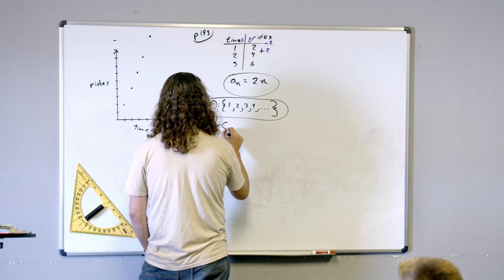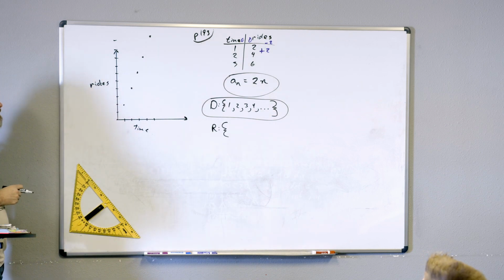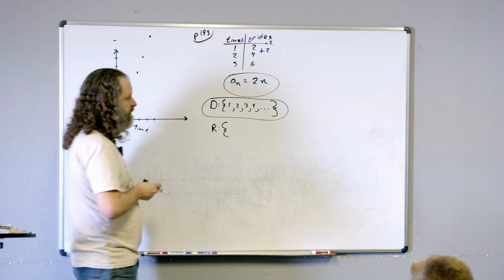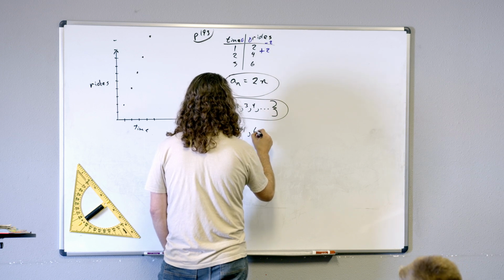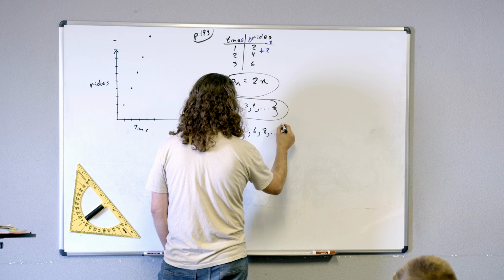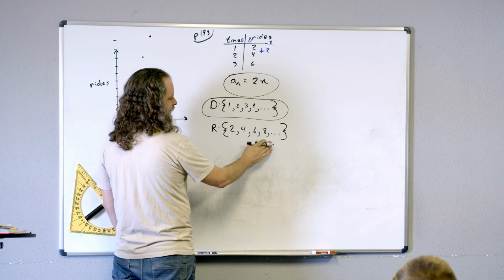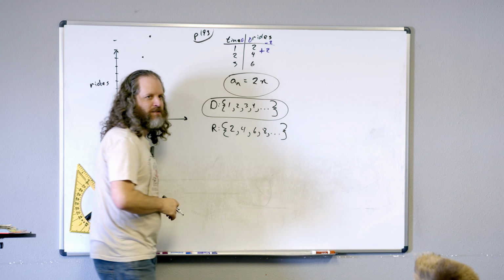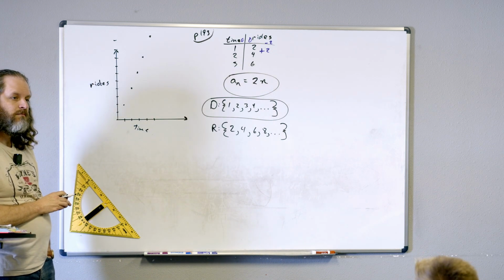What would the range be? 2, 4, 6, 8, etc. Yeah, that's right. 2, 4, 6, 8. And this is kind of an informal, abbreviated notation. That's how we say it keeps on going, right? It's just ellipsis marks.